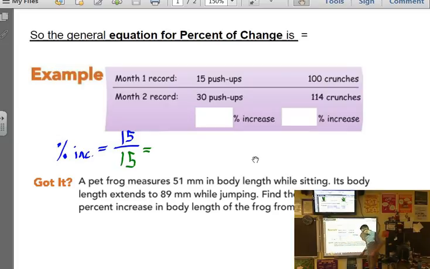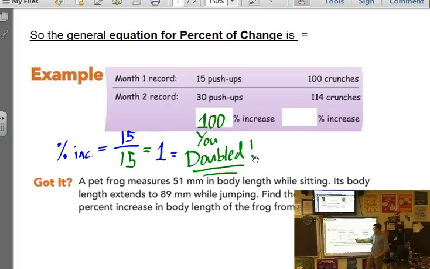Now wait a minute. What happens if I have 15 over 15? I get 1, and that's really then 100%, which really means that you did what? You doubled. A 100% increase means that you doubled, because I went up by as much as what I had done originally. So be careful when we're talking about comparison percentages, because I did 200% of my original. I increased by 100%.